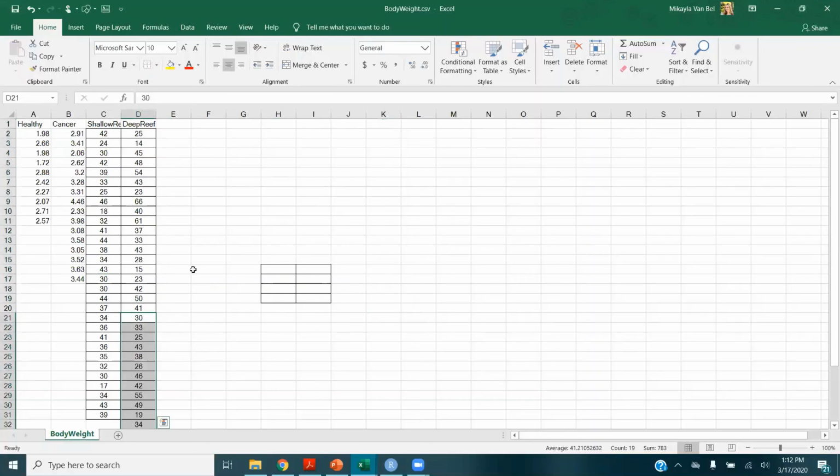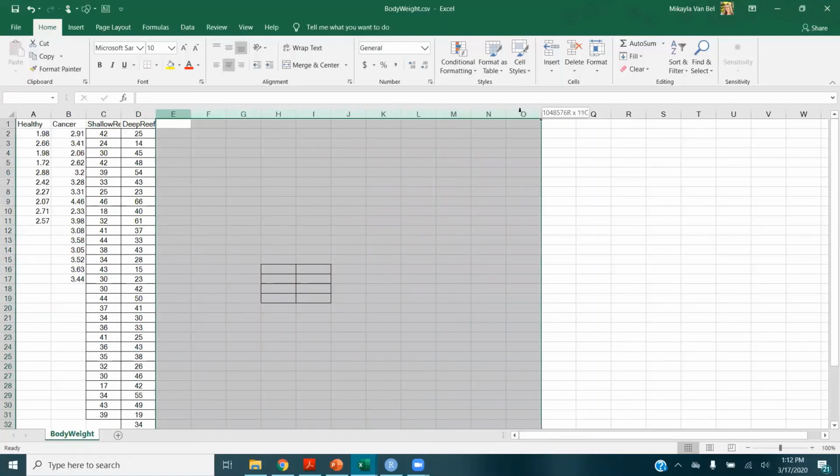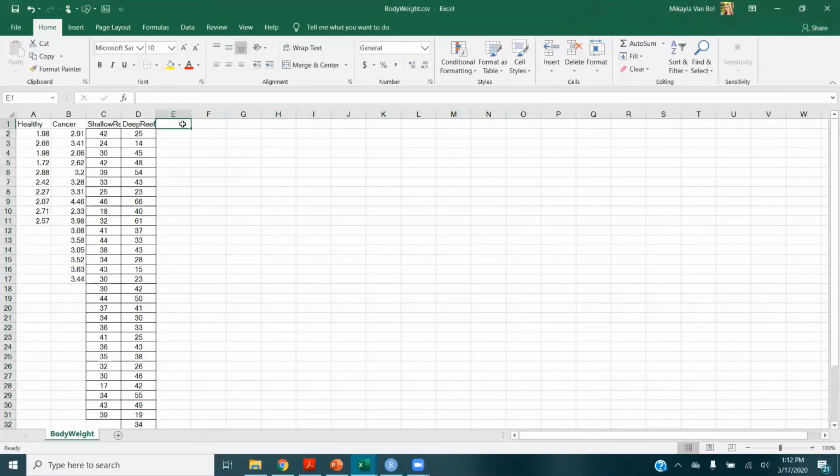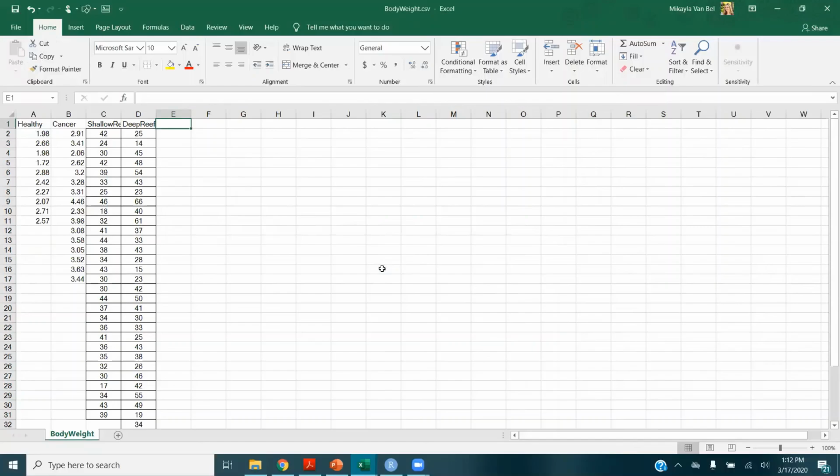Just to be sure that there's no remaining data or formatting in any of these columns, I'm going to select all these columns and, just to be safe, highlight more than I actually need to, and then go to delete and delete sheet columns. This should get rid of anything that may show up when we look at this data in R. I am going to save this file and say, yes, that's no problem using the CSV format.